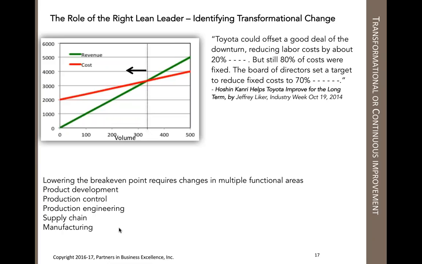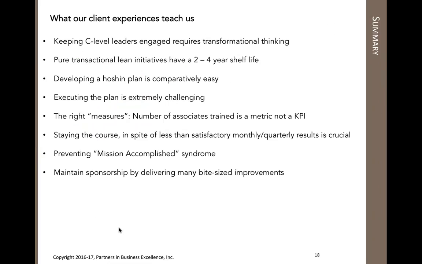All right? And next slide, Mike, and this is my last slide. So in summary, our client experience teaches us that if we need to have an organization dedicated to delivering on the long-term plan, then we need to have C-level leaders engaged in thinking about the transformation activities, but we also need the lean leaders to keep those C-level leaders engaged in transformational thinking and actually to help them figure out a roadmap to get to that new tomorrow.